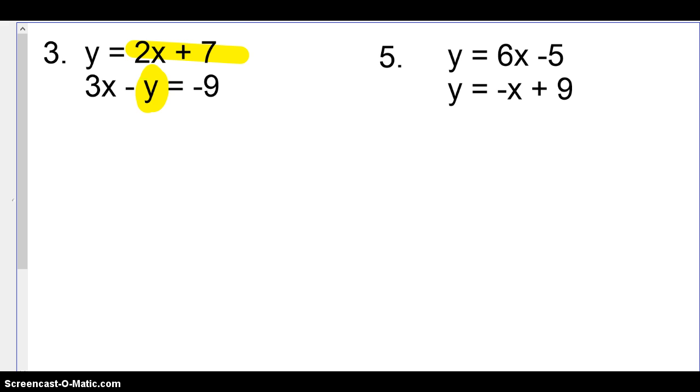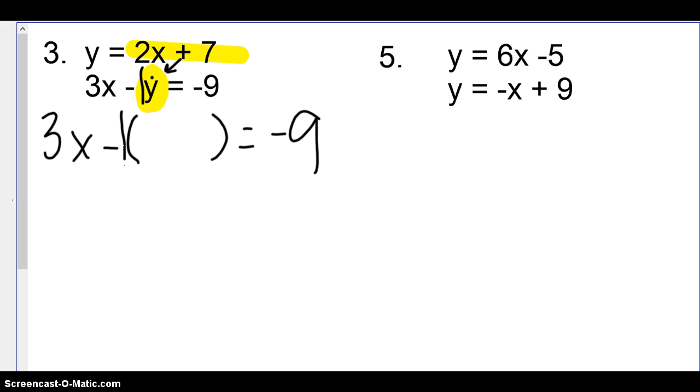Now, I'm pretty sure I did this one in class, but just in case you missed it, we're okay. I'm going to take this and plug it in there. The way I'm going to do that is write it down first. So 3x minus this y, but I'm taking that out, so I'm just going to put a parenthesis there and leave it blank for right now, equals negative 9. Now, do you see that there's actually a 1 in front of that y? So I'm going to put that here because otherwise this minus sign is going to get you and you're going to miss it. So now I'm going to substitute in this 2x plus 7.